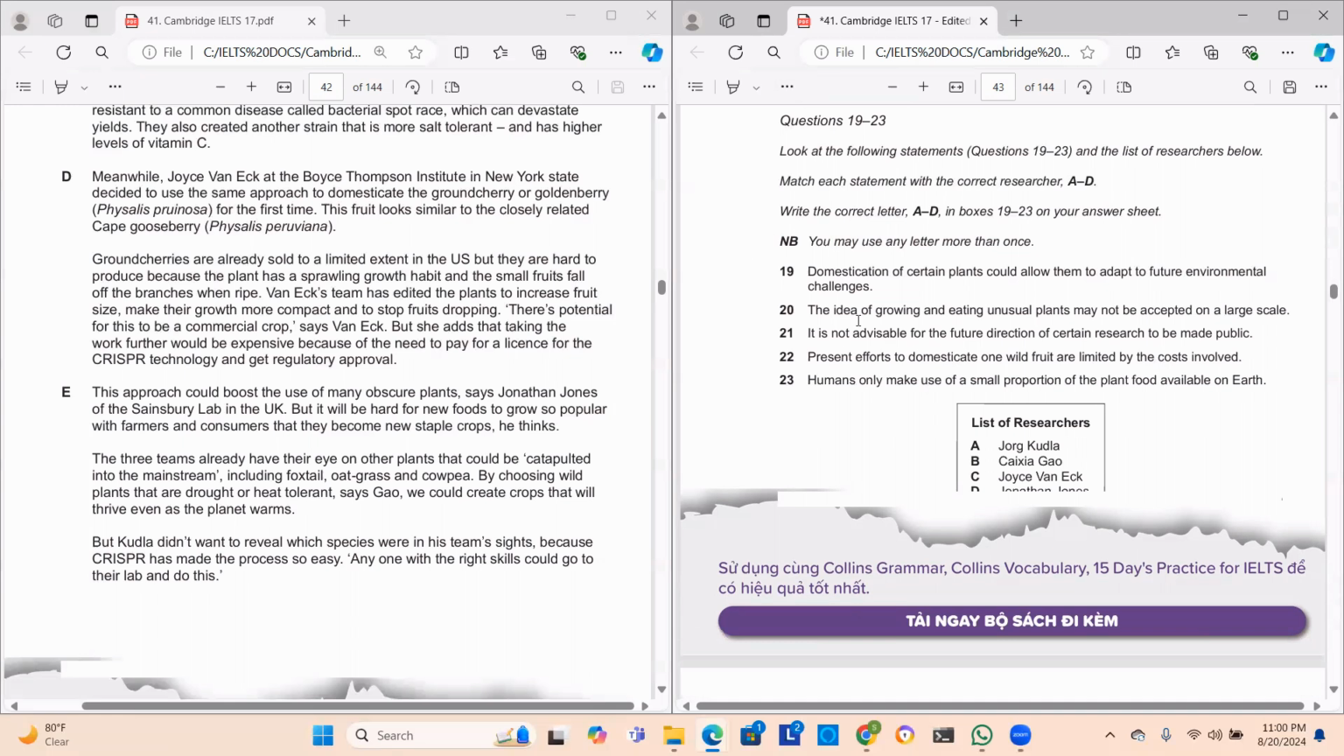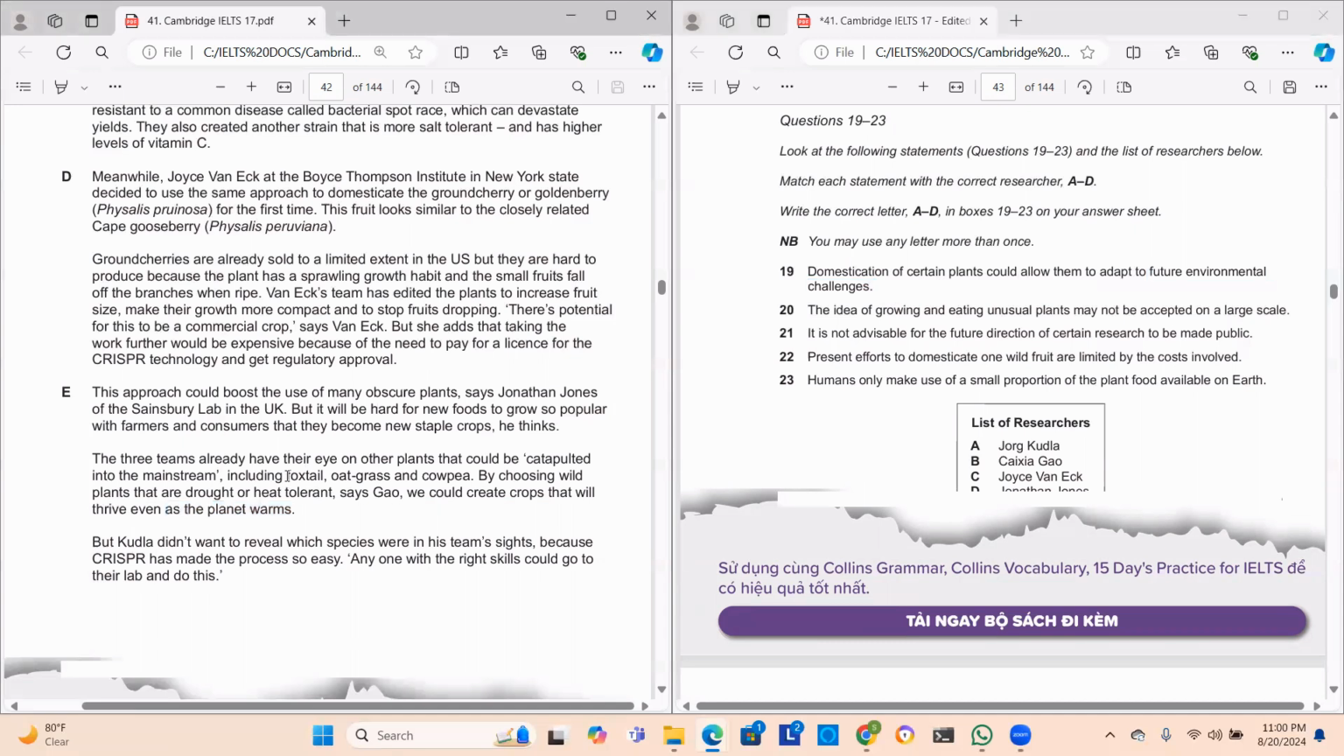Now, domestication of certain plants could allow them to adapt to future environmental challenges. What do you mean by future environmental challenges? We have just read it. See here in paragraph E what he says. Even if the planet warms, it is an environmental challenge. Planet means the planet Earth, warming means global warming. He is talking about global warming, so that is a future environmental challenge. So domestication of certain plants could allow them to adapt to this.